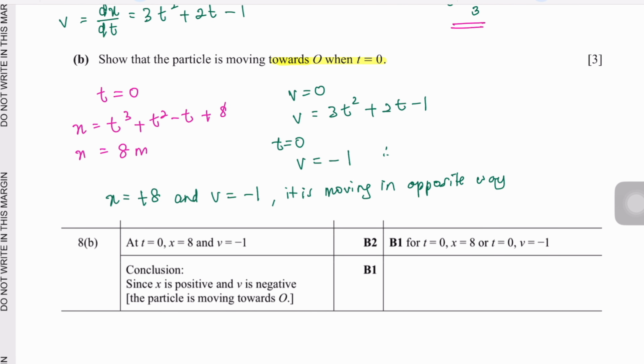Let's compare with the marking scheme. This is a 3-mark question. We understand that at t equal to 0, it has already traveled 8 meters, and because the velocity is negative, it indicates that it's moving the opposite way, or we can also say it's moving towards O. Our conclusion is going to give us 1 mark.